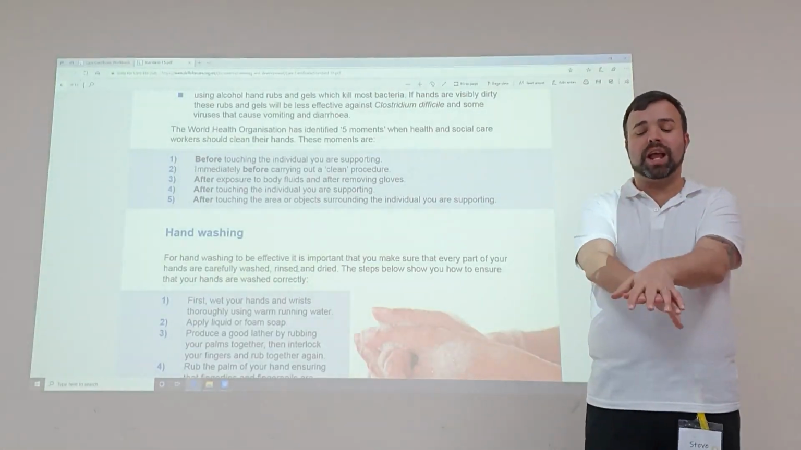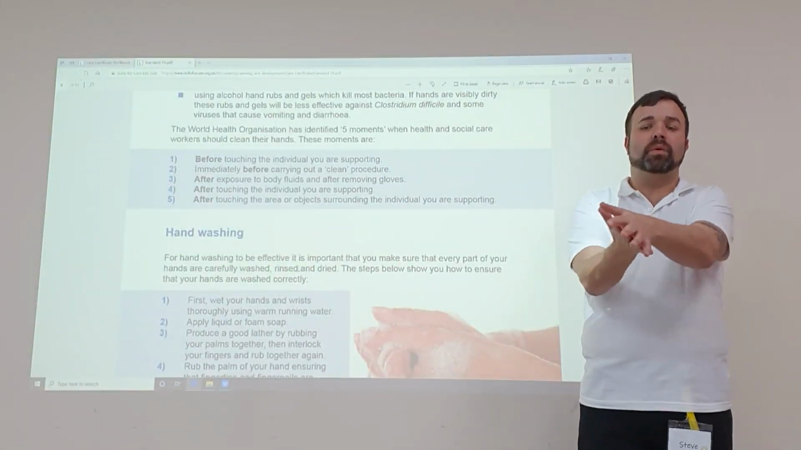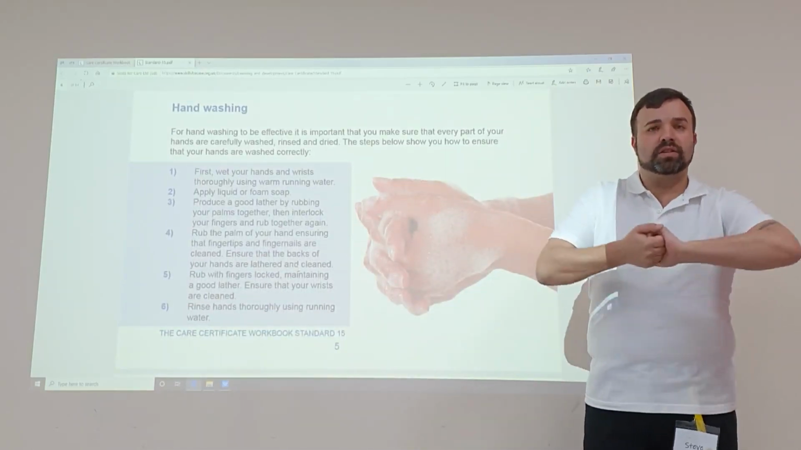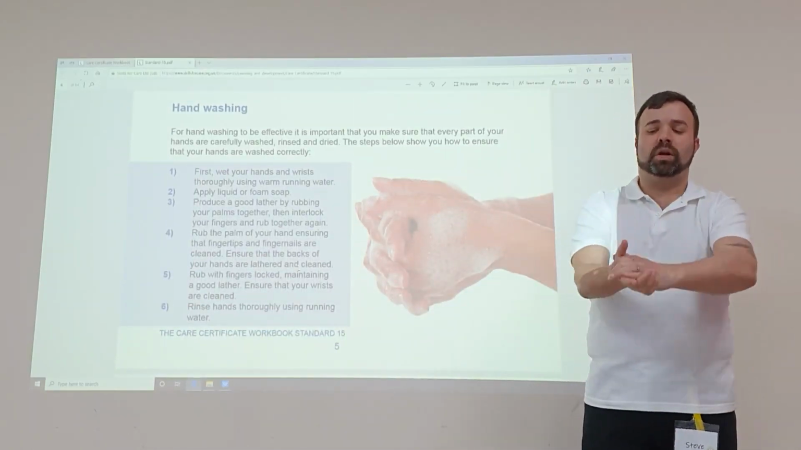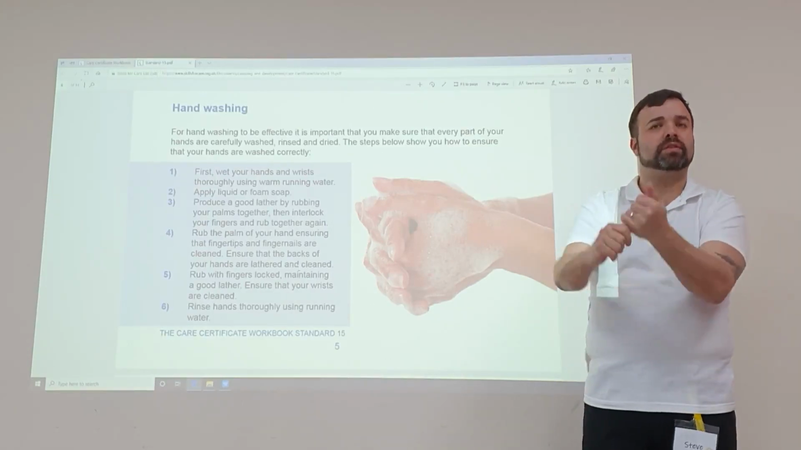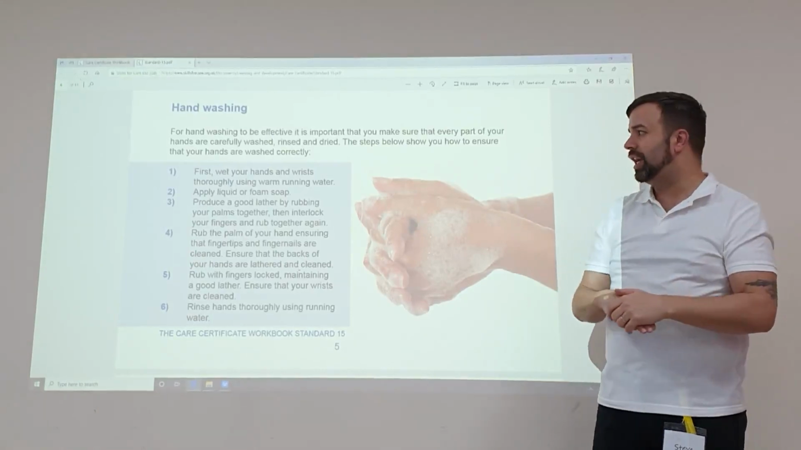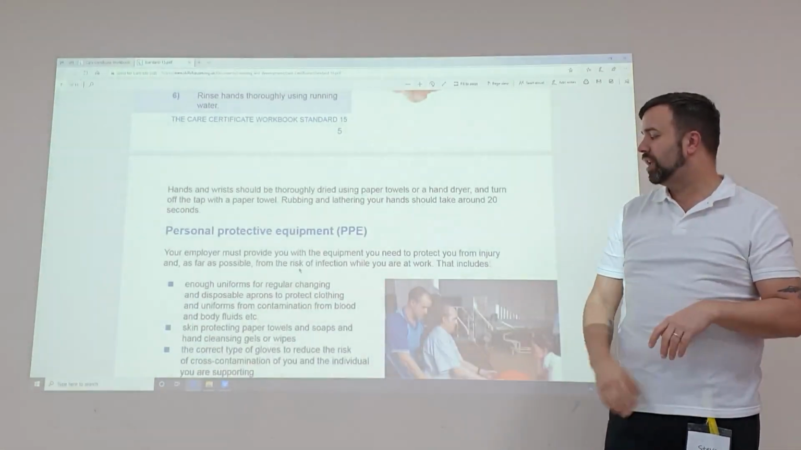So when we wash our hands, we put the water and soap in, we lather up, and we go in between our hands. We're going to do the knuckle shuffles, we're going to go round the thumbs, and then we go round the wrists. So that whole process should take about 20 seconds.